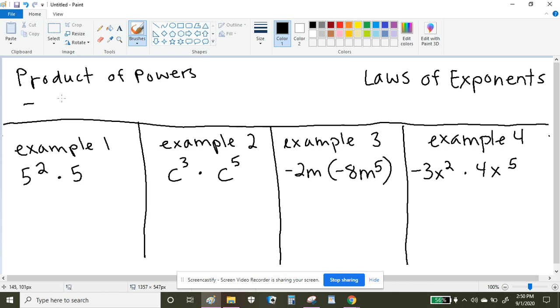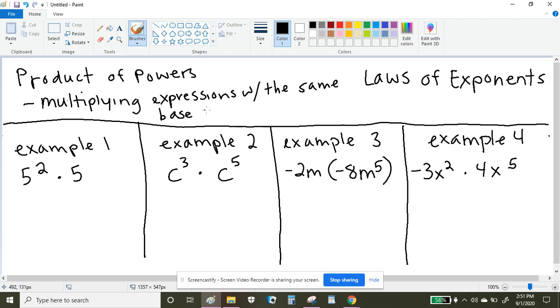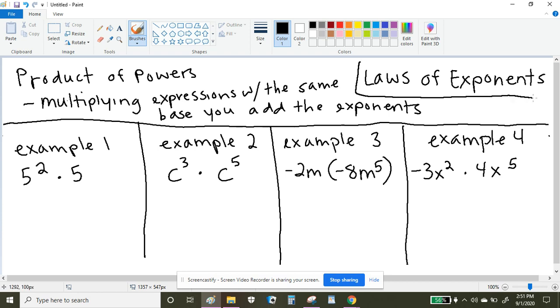And what this says basically is that if you are multiplying expressions with the same base, you add the exponents.